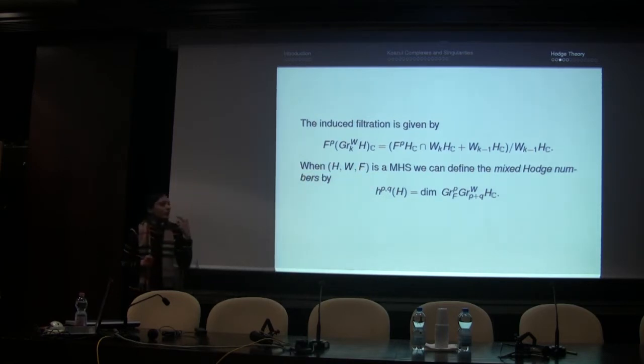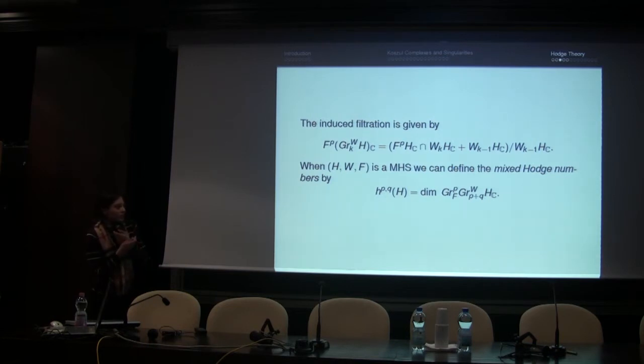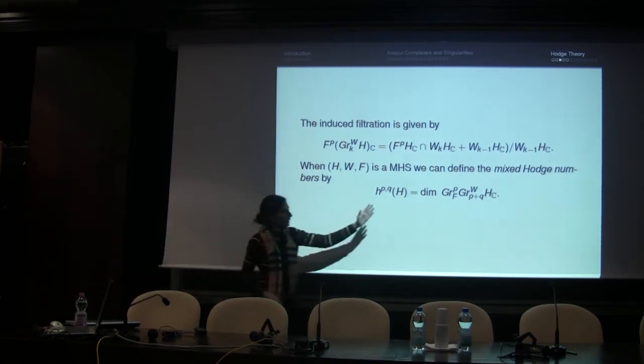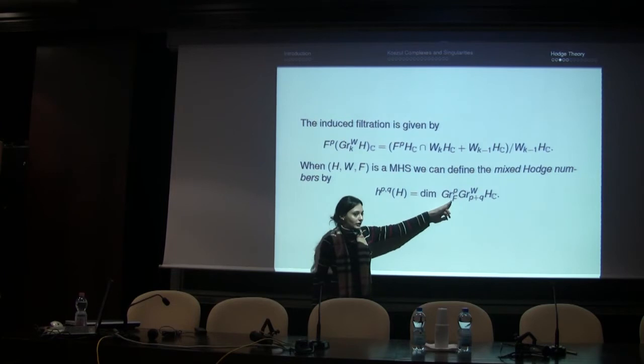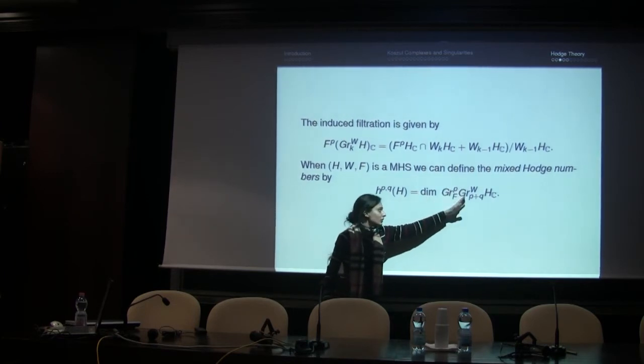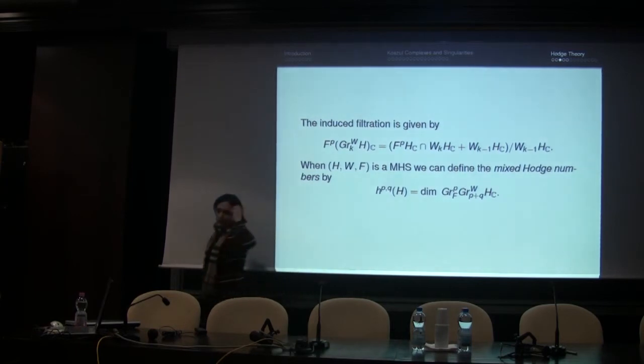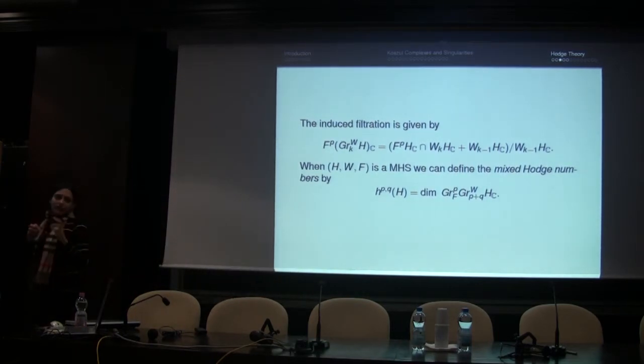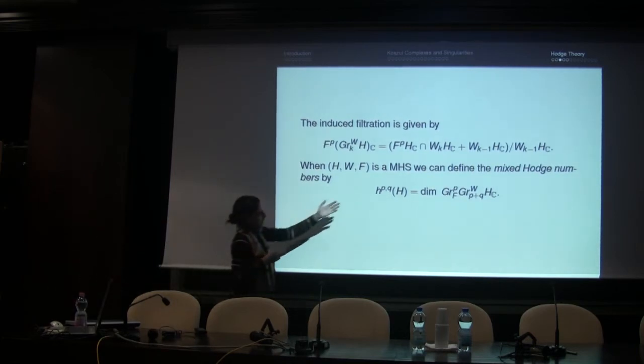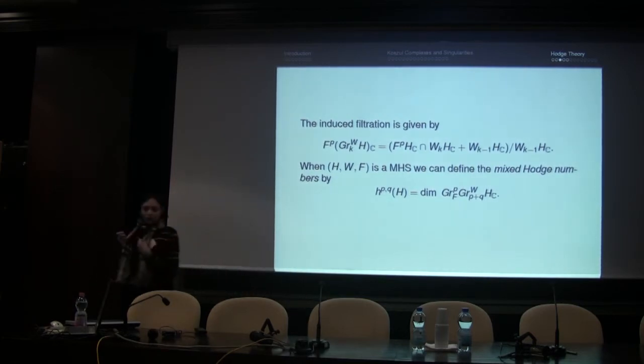And now we can define the mixed Hodge numbers by the dimension of the graded associated group with respect to the Hodge filtration, of the graded associated group with respect to the weight filtration of H_C. So we are interested in finding the dimensions, in finding the Hodge numbers. And you will see why it's interesting to find these.